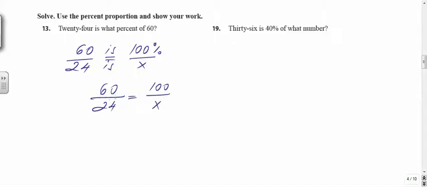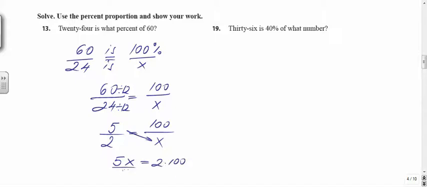Now, before you do anything, you can simplify here. 60 and 24, they're both divisible by what? By 12. So if you divide the top by 12 and the bottom by 12, you have an equivalent proportion, which is 60 divided by 12, 5, and 24 divided by 12, 2, equals 100 over x. Okay, cross products: 5x equals 2 times 100. To find your x, you will divide by 5.